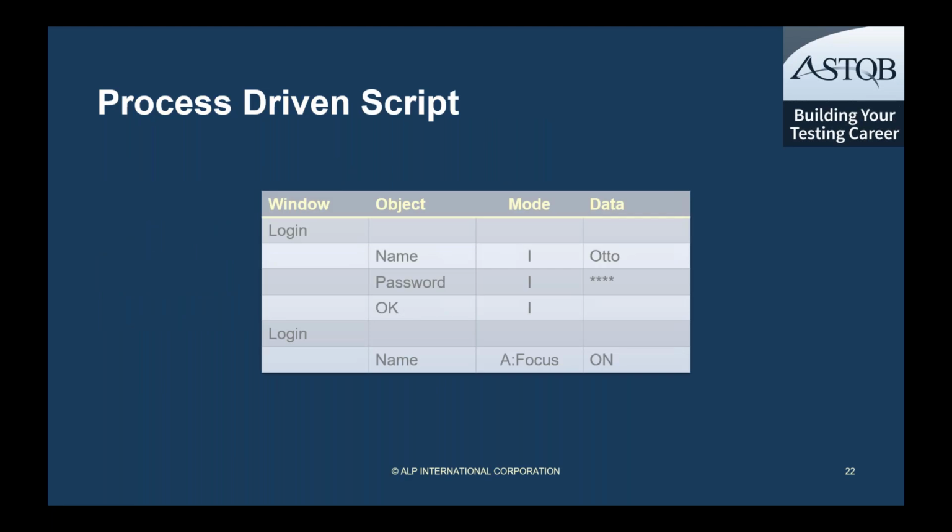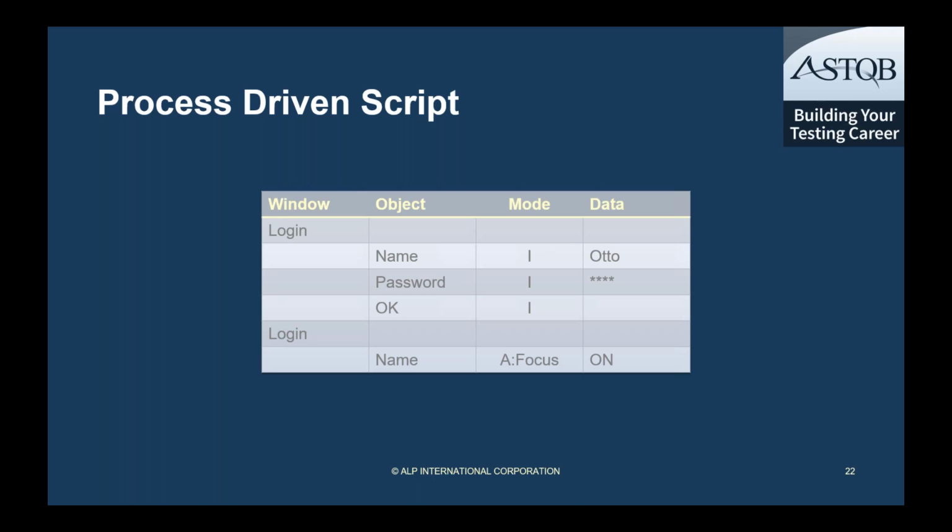Now, the third example that we'd like to talk about is the process-driven script. Now, in this case, we have something that's maybe almost a slight combination of the two. With a process-driven script, we define the process of what we are doing. And that process can be summarized in as little as 4 columns. We have a window column or a screen, an object or a control, the mode or the method, and the data.